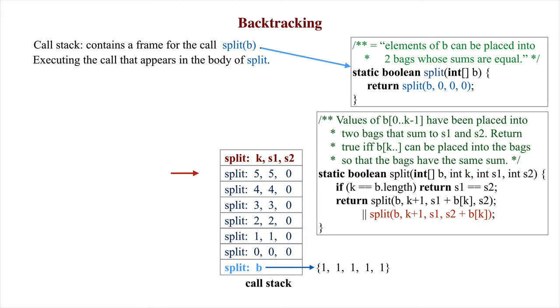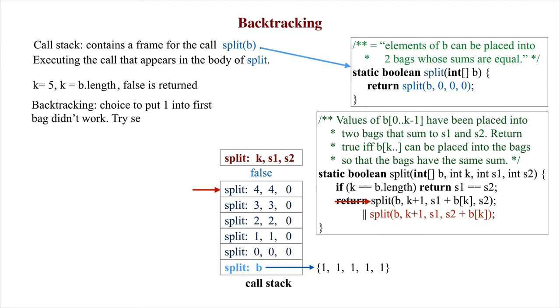At this point, k equals 5 in the frame for the call, so k equals b.length, and the if condition of the if statement in the body of split is true. Parameter s1 is not equal to s2, so the frame for the call is popped and false is returned. This is the first example of backtracking. A choice was made when k was 4, and it didn't work. So, the second choice, putting b sub k into the second bag, is tried.